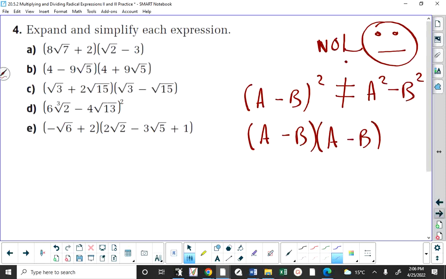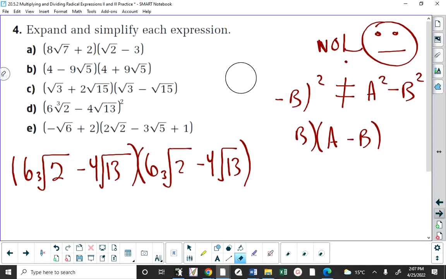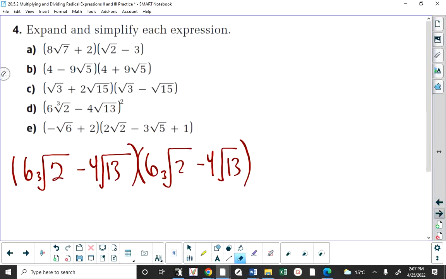So we have to rewrite. We don't have to. You might be able, and other people might be able to do this without rewriting it times itself, but I'm going to. 6 cube root 2 minus 4 root 13 multiplied by 6 cube root 2 minus 4 root 13. I think I can get rid of this. Does that make sense so far, McKenna?